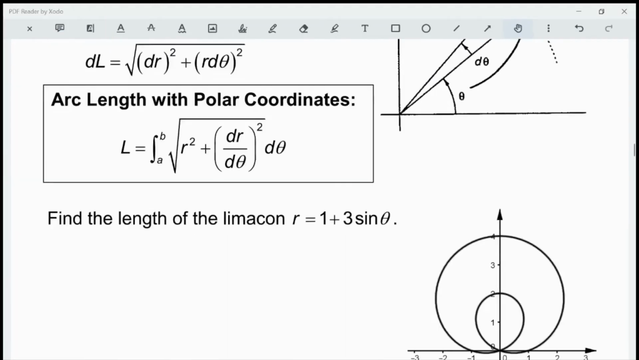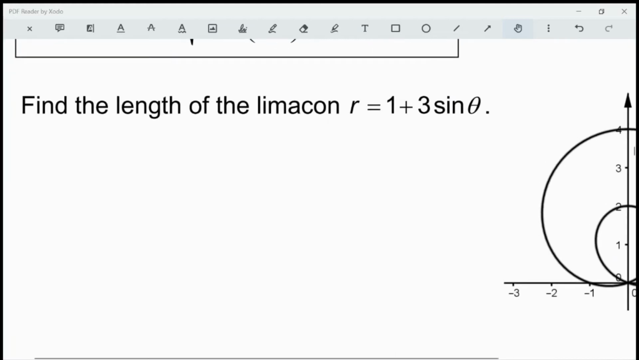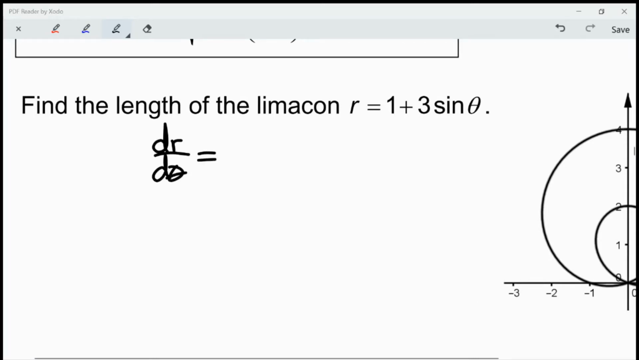Okay, so let's take a look at an example of using this. This says find the length of the limacon r equals 1 plus 3 sine theta. So we want to find the length all the way around this, which means we want to complete one cycle of this curve. If I'm going to set this up using this formula, I need to know dr d theta, which is the derivative of the r equation with respect to theta. You can see it'd be 3 cosine theta.